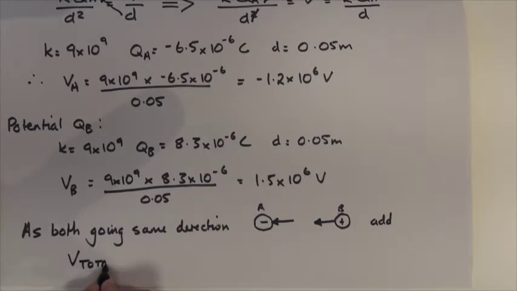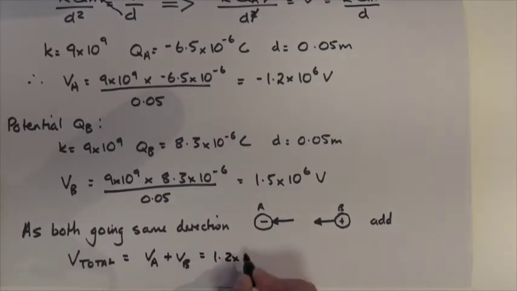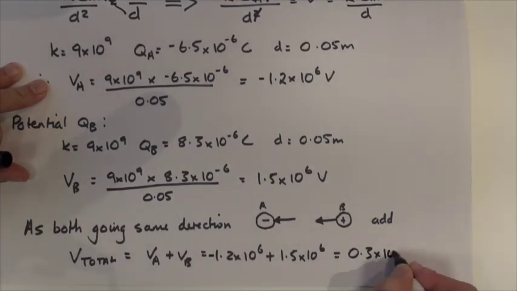That means that my total potential at the midpoint is VA plus VB. I know that VA is 1.2 times 10 to the 6, and I know that VB is 1.5 times 10 to the 6, but I know that A is negative, so I've got to substitute that in. That gives me 0.3 times 10 to the 6 volts.